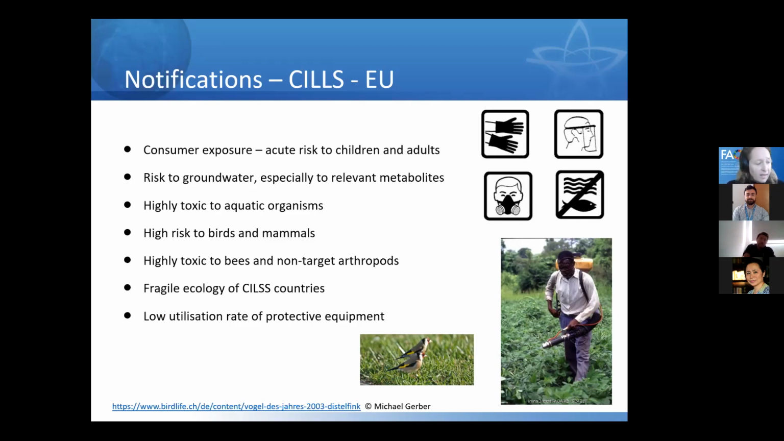And in the context of the CS countries, as they said, there's the fragile ecology of the CS countries already characterized by an imbalance of ecosystems and the disappearance of organisms useful for the environment. So the concern is that this will be even more with these pesticides. And again, the low utilization rate of protective equipment, which was also mentioned before, that there is not a lot of protective equipment available, or it's not used by the farmers.